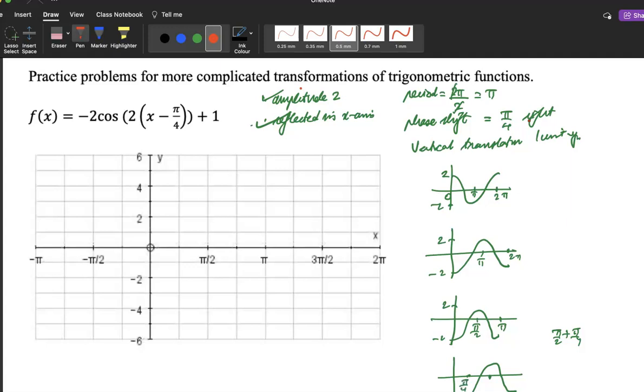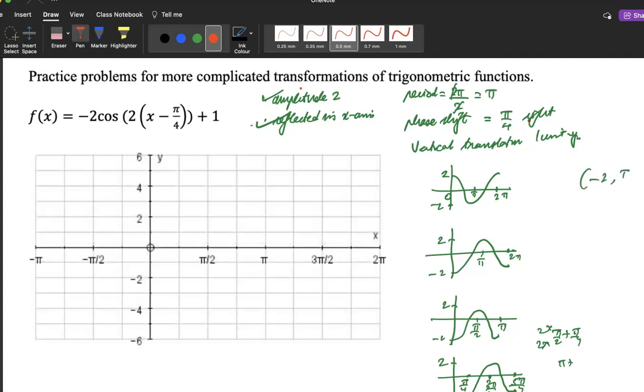So this will become pi by 4, minus 2, 2. Add pi by 2 to this basically. So 3 pi by 4, and pi plus pi by 4 is 5 pi by 4. Then vertical translation, 1 unit up. So 3 and minus 1.